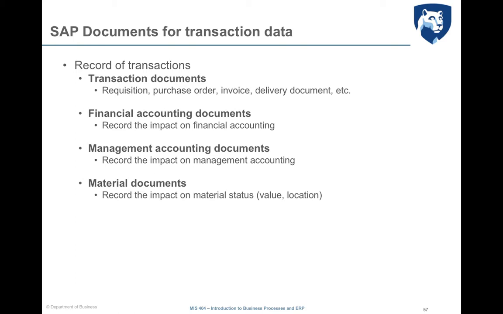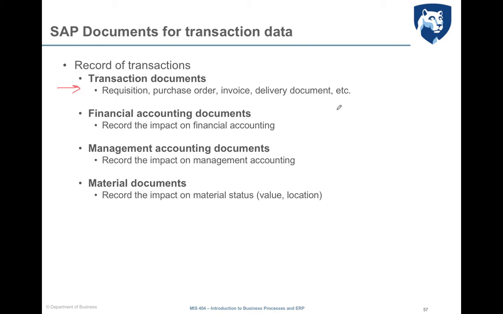Of course, SAP ERP can use then several types of documents to record transaction data. Some of these documents are created or used while the process is executed, and others record data after the process steps are complete. The documents that are generated and used while the process is being executed are named transaction documents. Examples are requisition, purchase order, sales order creation, invoice, delivery documents, and so on.